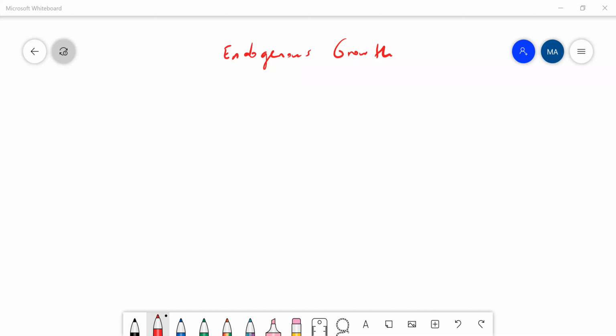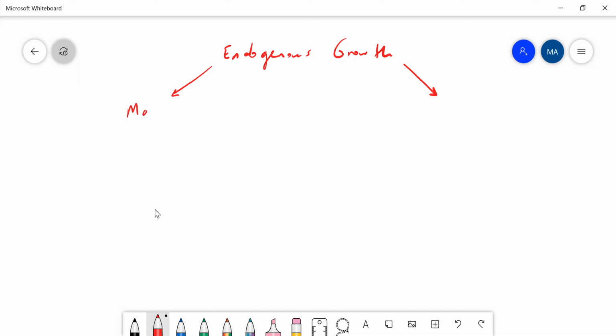Good morning, everybody. So this is our 750 economic growth. Today, we're going to look at some endogenous growth models. Okay, so let me show you first some classification of endogenous growth models.